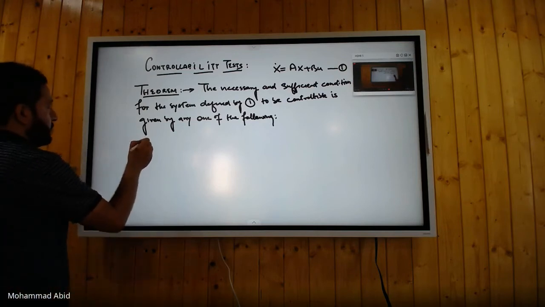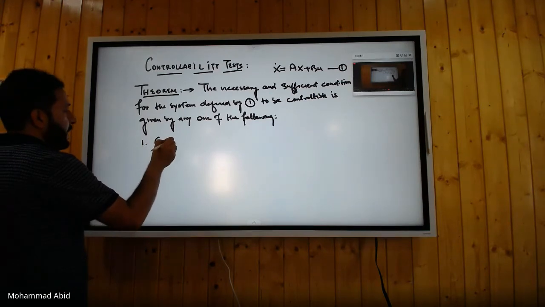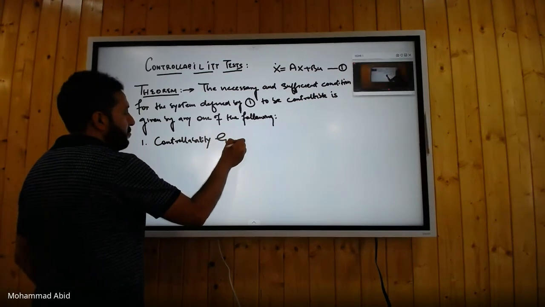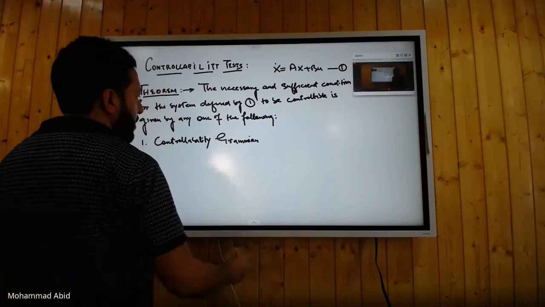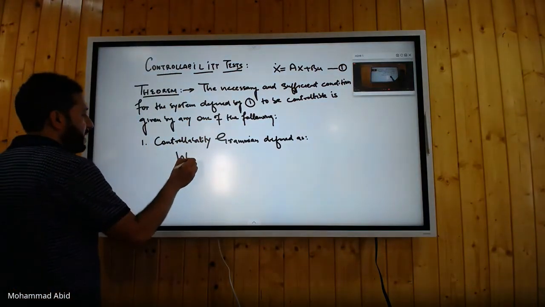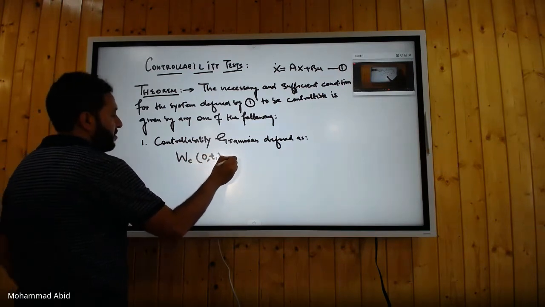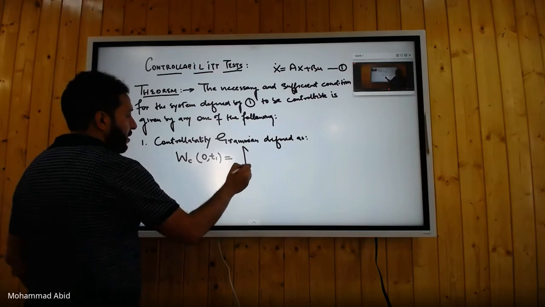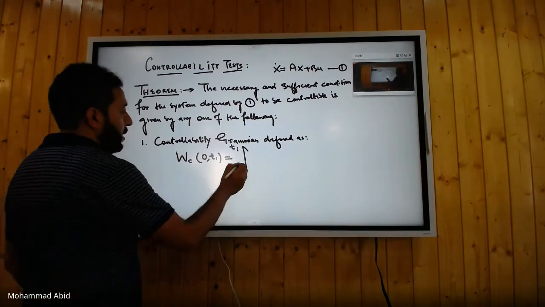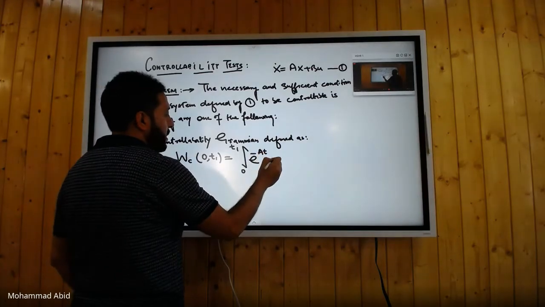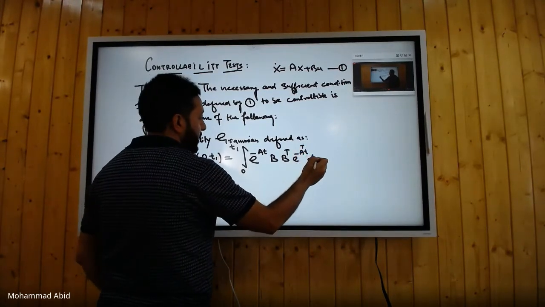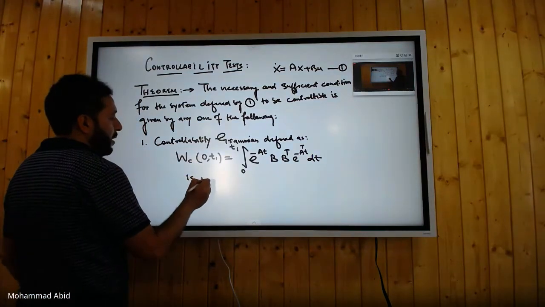First is the controllability Gramian. There are some new terms I'm introducing. Controllability Gramian defined as W_C(0, T1). It's defined like this. I'll get to its background later. Integral of 0 to T1 of e to the power minus At, B, B transpose, e to the power minus A transpose t dt is non-singular.